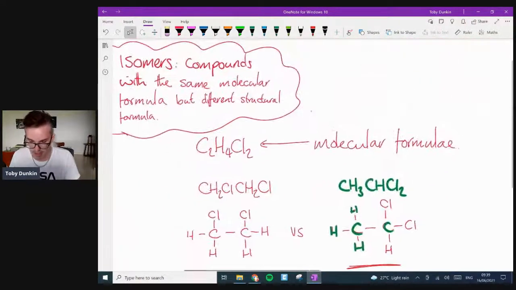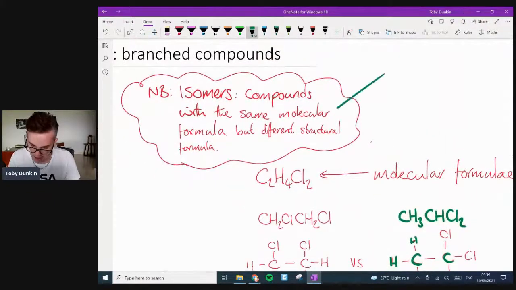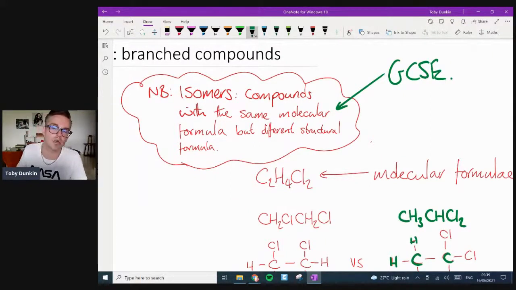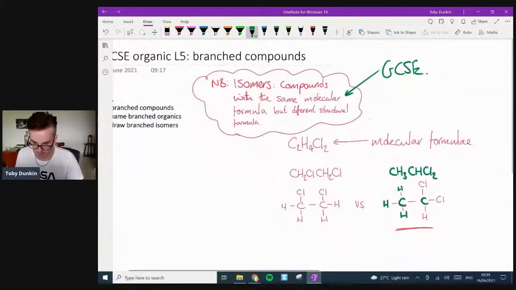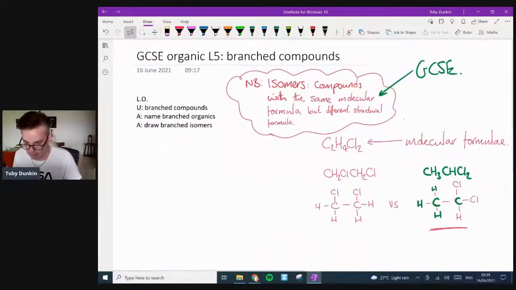But this definition here comes up heavily at GCSE. Comes up basically every single year without failure, because they know that students don't learn it very well. Same molecular formula, different structural formula. Okay, so it's just nice to talk about this a bit.